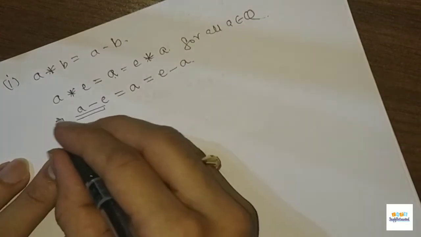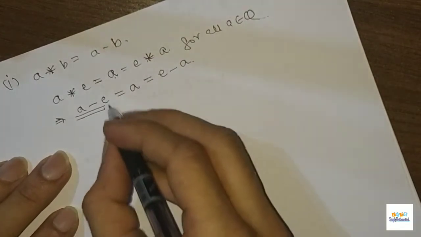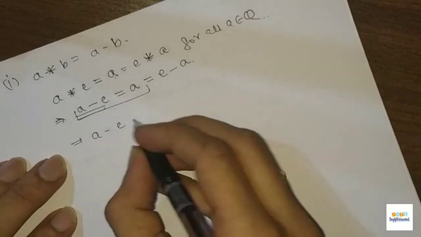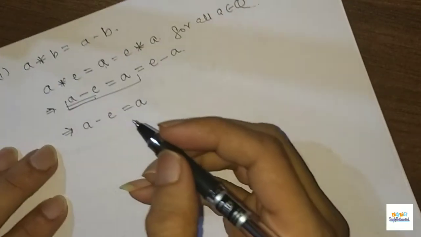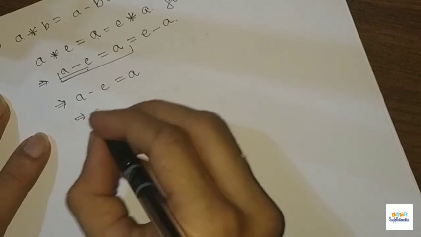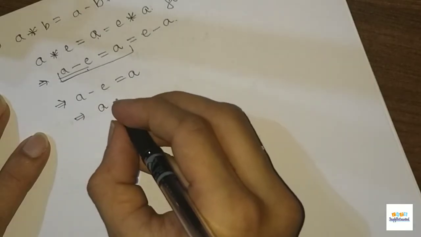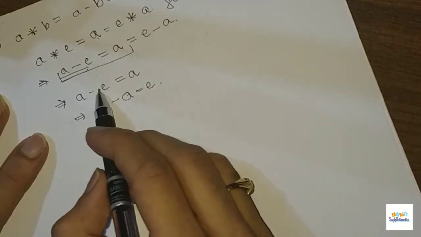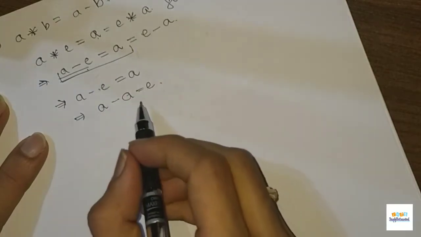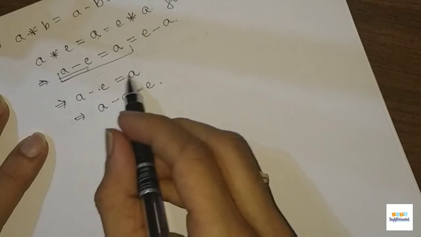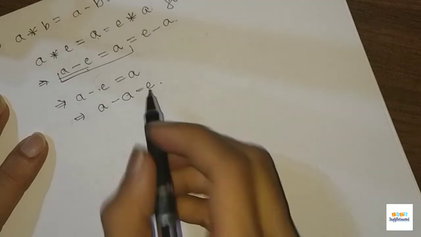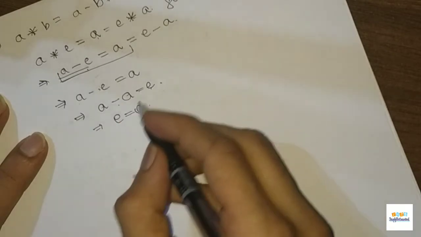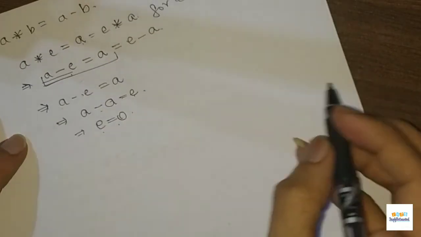Okay, now let us take only one side here. a minus e, which is equal to a. So what will you get here? You will get a minus a equal to e, right? If you take a on the other side and e on the other side, you will get a minus a equal to e, which is nothing but e is equal to 0. So e is equal to 0.